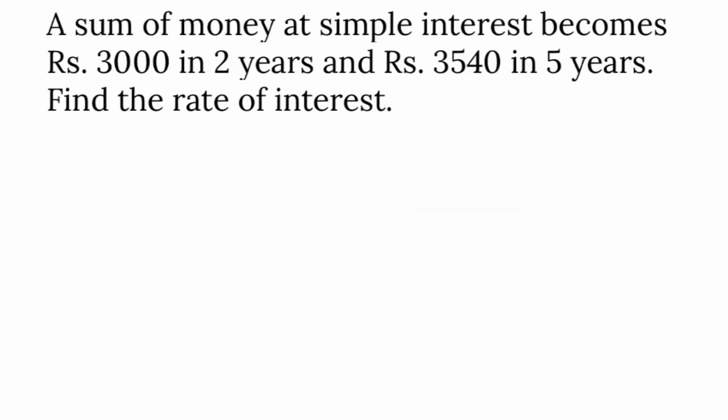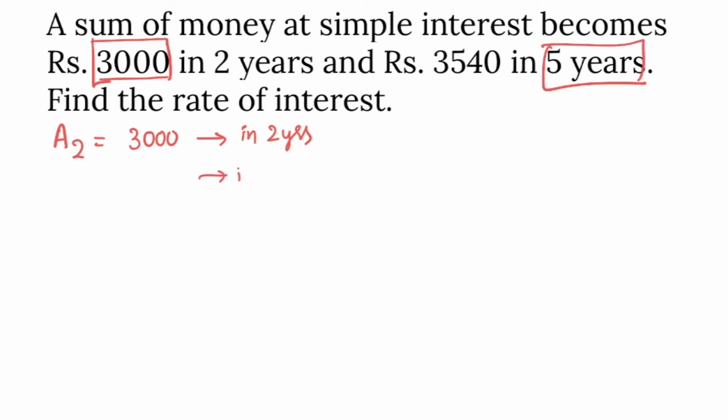A sum of money at simple interest becomes 3,000 rupees in 2 years and 3,540 rupees in 5 years. Find the rate of simple interest. A sum of money at simple interest becomes 3,000 rupees in 2 years, which is amount. Amount for 2 years is 3,000 rupees, and amount for 5 years is also given. In 5 years it becomes how much?